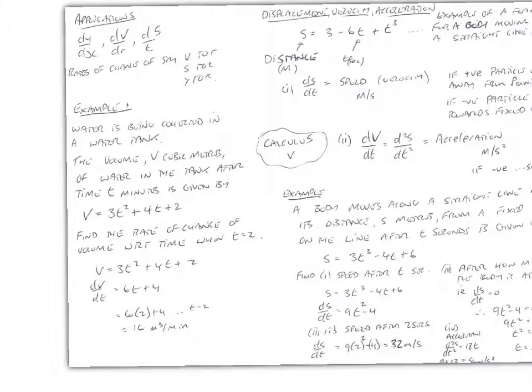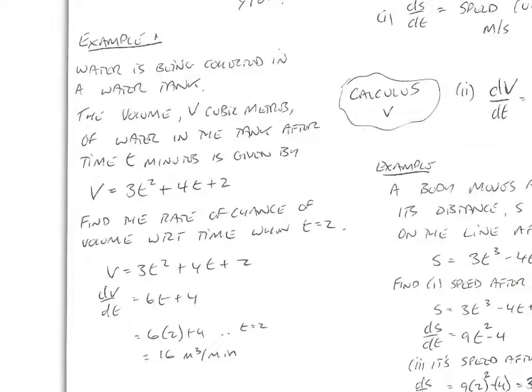Okay, so first example then, water in a tank. Water is being collected in a water tank. The volume, V cubic meters of water in the tank after time t minutes, is given by this equation here. Find the rate of change of volume with respect to time when t equals 2.